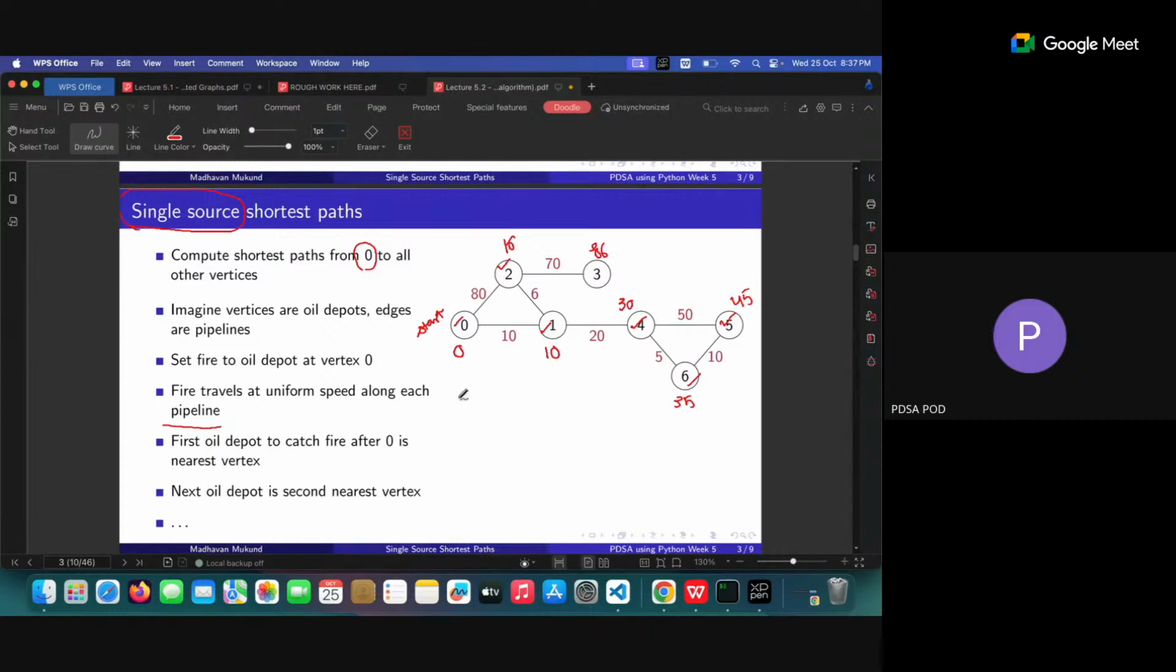So it is the total shortest path from one vertex to another from a single source vertex. If somebody asks how much distance from 0 to 4, you can say it is 30. 0 to 4 is 30. Somebody asks 0 to 3, how much distance is that? 86. Somebody asks 0 to 6, how much distance? 35. I hope you got it. Single source one. Is it clear?